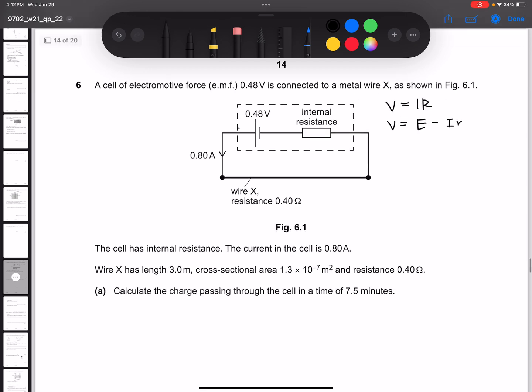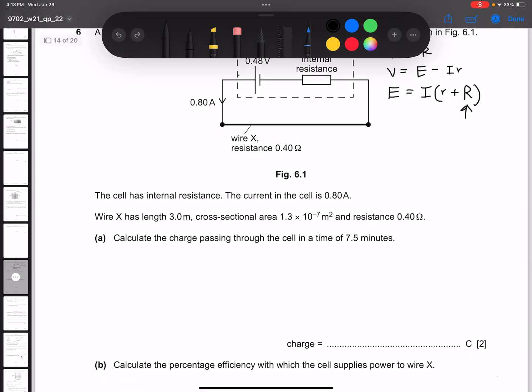There is also the formula for EMF, which equals the current times (R plus r). R is the resistance across the circuit. Small r is the internal resistance. To find R, you might need to add the reciprocals and then take the reciprocal again, based on whether it is in series or parallel. This is basically the effective resistance of the whole circuit.